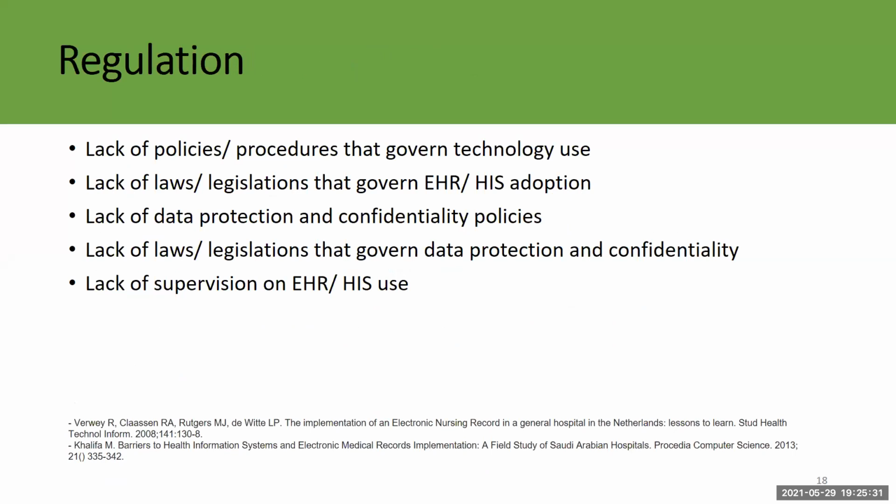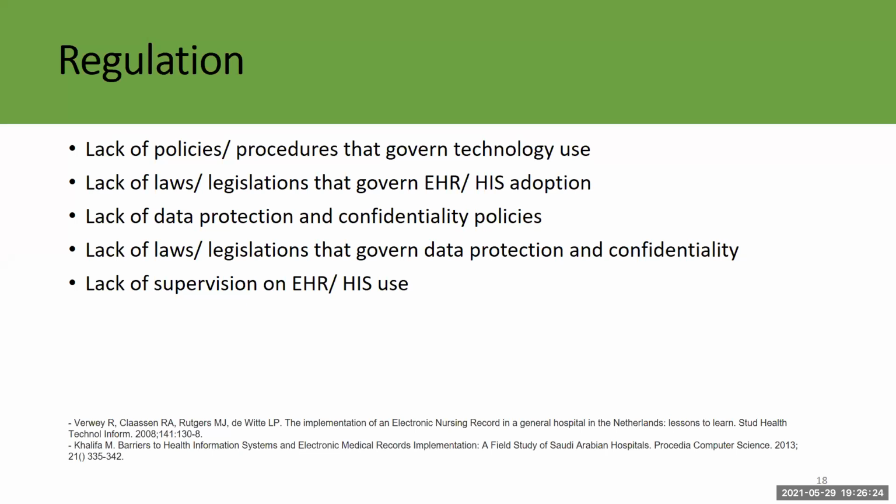Another category of challenges is related to regulation. And you can see some examples here. For instance, there is a lack of policy or procedures that govern how to use the technology, both at the institutional level as well as the national level. Or there is a lack of laws or legislation that govern, for instance, EHR or HIS adoption, or a lack of data protection and confidentiality policies, again, both at institutional and national level, or a lack of legislation on supervision of data protection, data confidentiality, and data use, again, both at national and institutional level.